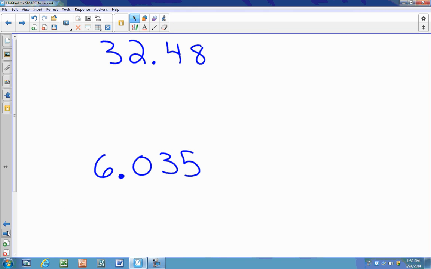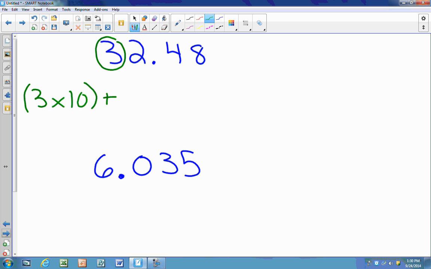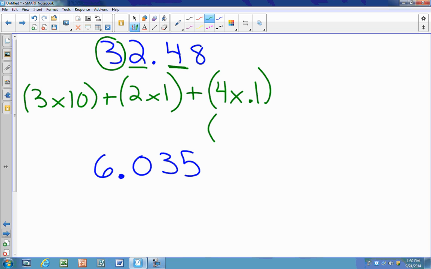Now when I have decimals, it's very similar. When I have decimals, it's the same thing. Here's my 3. That is my tens place. And I add that to my 2, which is in my ones place. And now we come over to the tenths place. When I do that, I can do it one of two ways. I can do it by saying 4 times 1/10, or I can write it as 4 times 1/10. And then I'm going to add that to my 8, and that's in the hundredths place.